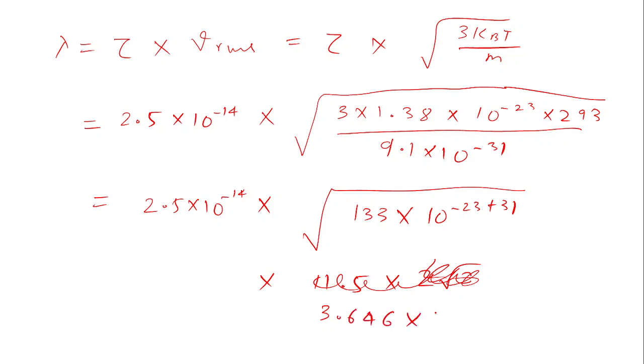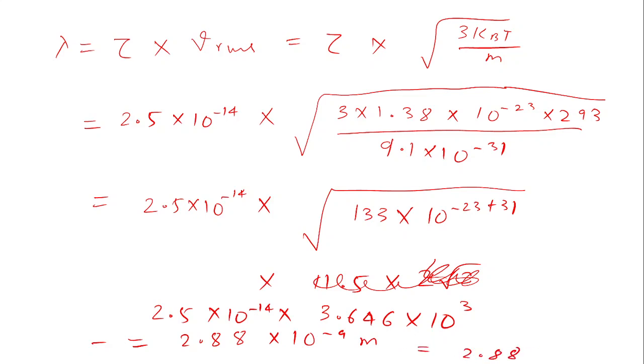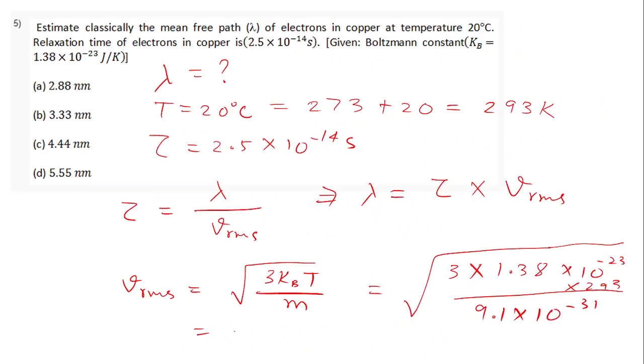3.646 times 10 to the power 3. And then we have 2.5 times 10 to the power minus 14. So the final answer will be 2.88, and this will be 10 to the power minus 9 meter. That is 2.88 nanometer. The answer is 2.88 nanometer.